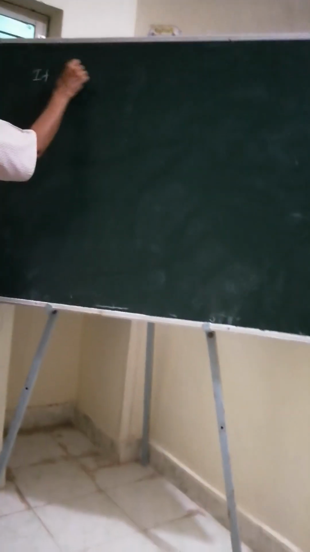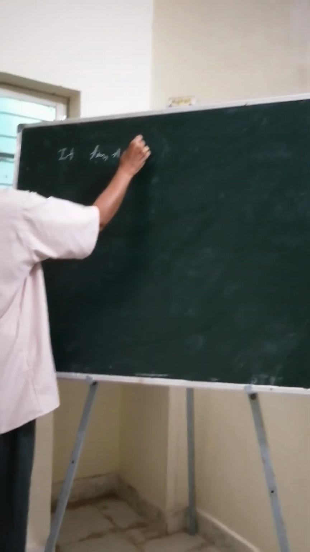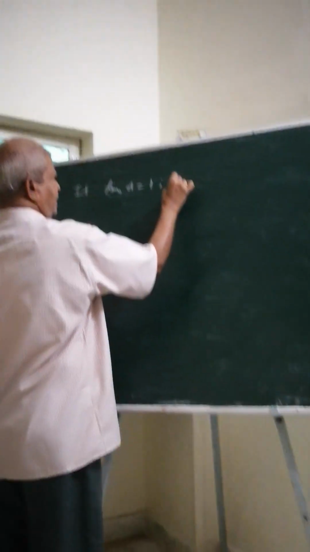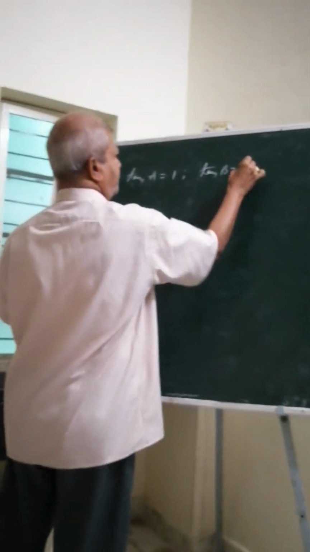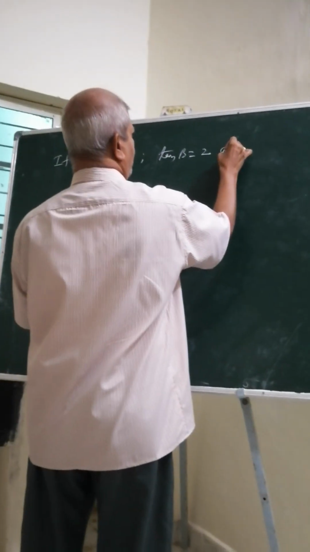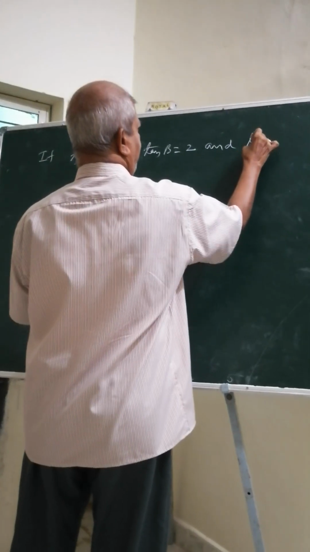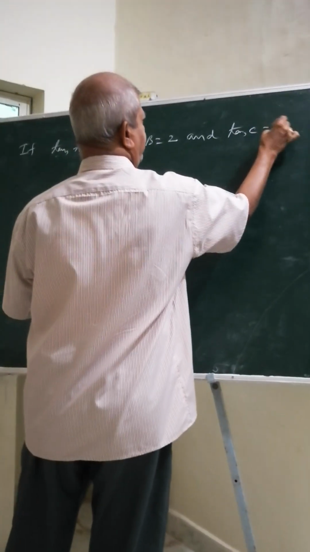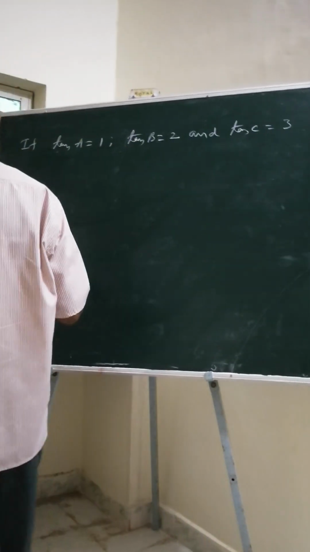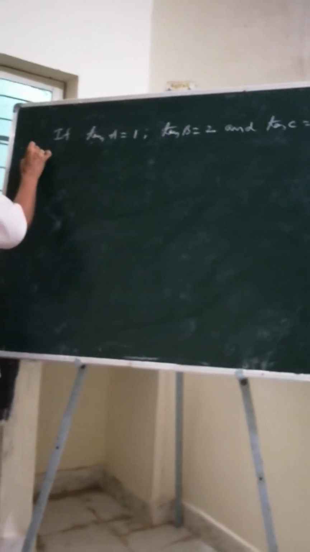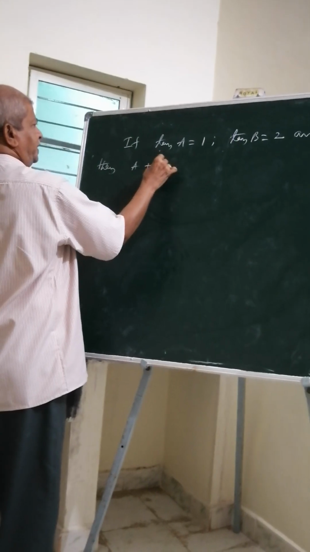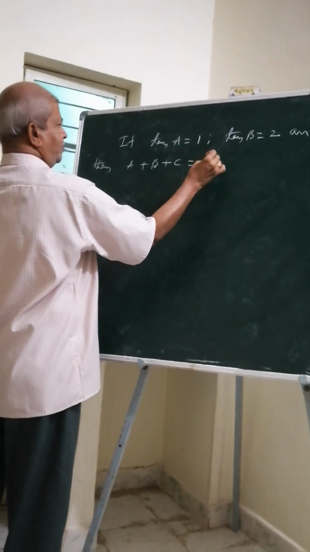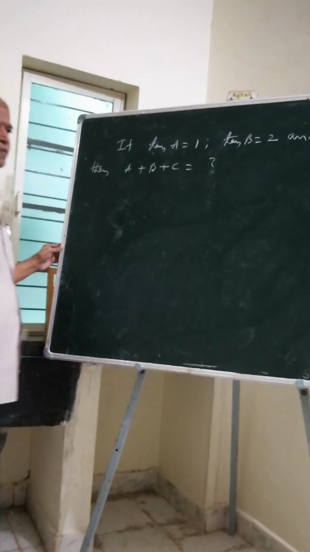tan A equal to 1, tan B equal to 2, and tan C equal to 3. Then A plus B plus C equal to question mark.